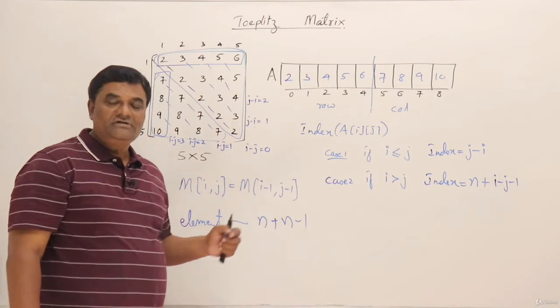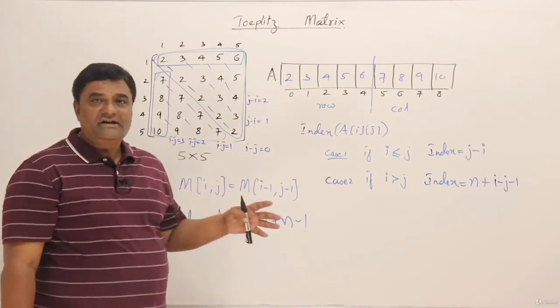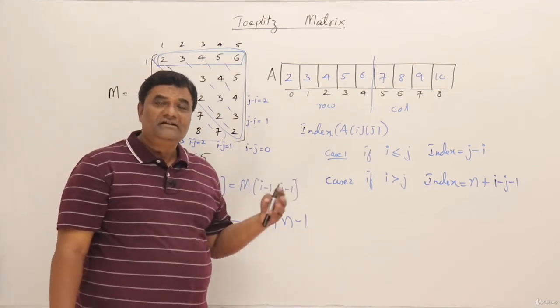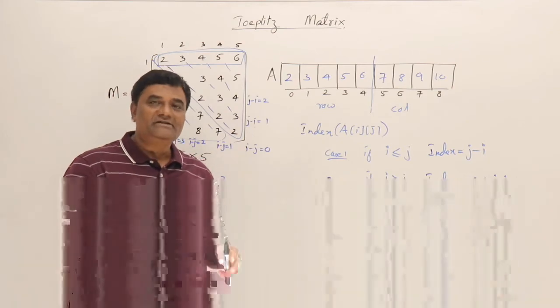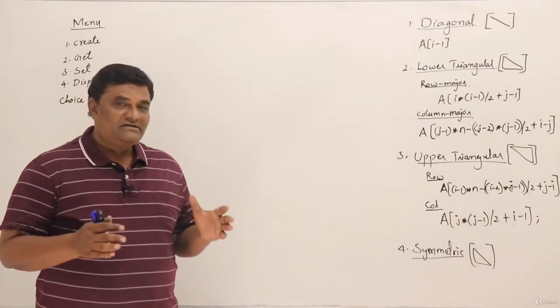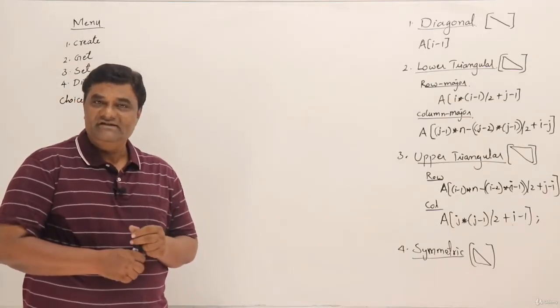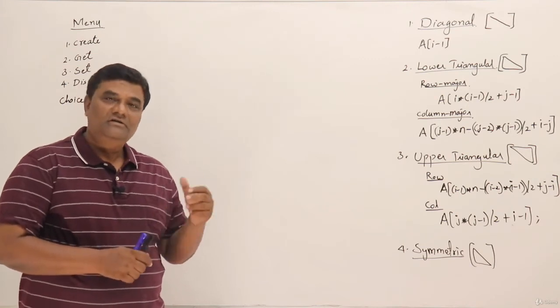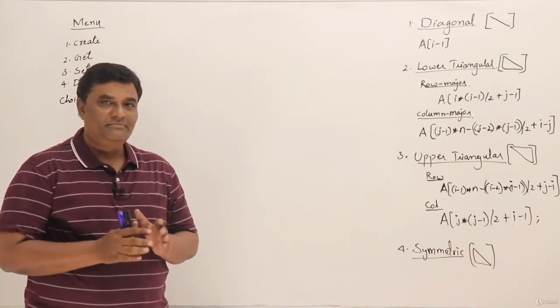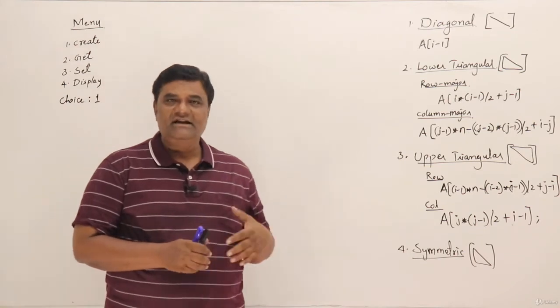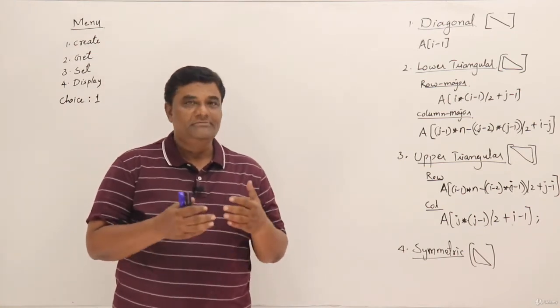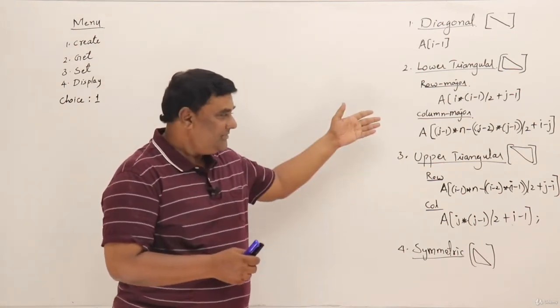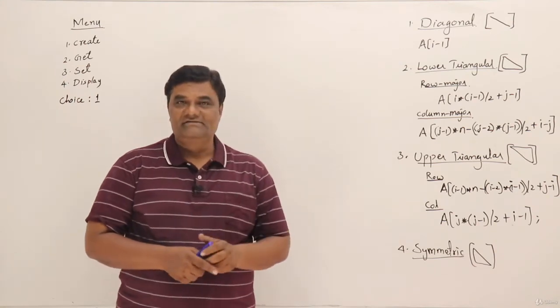So that's all about the Toeplitz matrix. Now we will write a program for the Toeplitz matrix, and I'll be discussing the program. Let us write a menu driven C program for the matrices. First I will show a program for one of the matrices, then I will show you how changes can be made in the same program for making a program for other matrices.